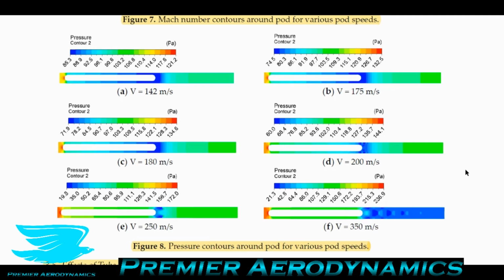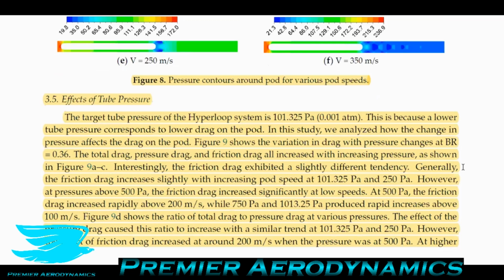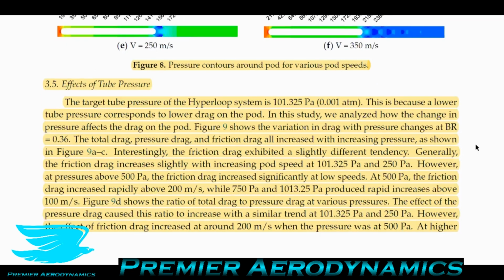At low speeds, as we go from the leading edge of the pod and we go downstream, the pressure reduces. Okay, so one thing, I'll get to it in a second. I was going to talk about the pressure drag and wave drag, just the definition, but I'll get to it in this section next. So, effects of tube pressure.